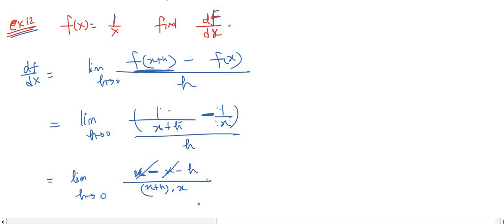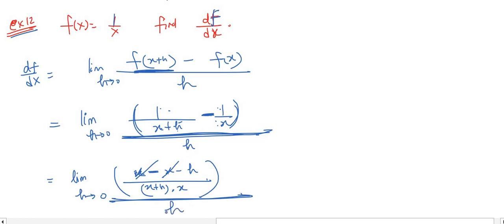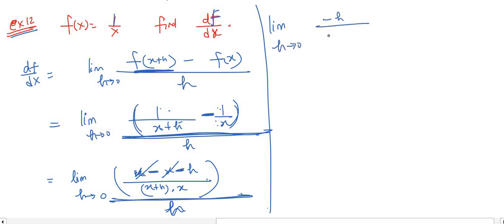So what we are getting here is, and this was solved, and don't forget this h, this was also there. This is only top part we have solved, okay? So don't forget this h is also there. So let me solve it here. Limit h is tending to 0. The top part I am getting minus h by x plus h into x divided by h, correct?